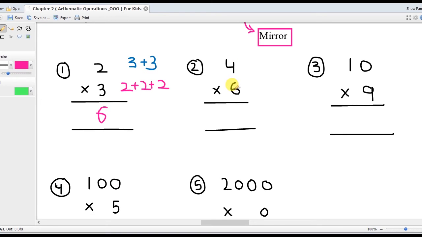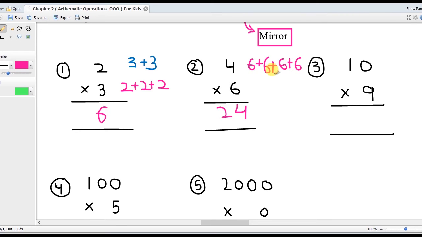Okay. Next, what is 4 times 6? So 4 times 6 is 24. Now let's try to solve this question using the same method. So we are going to write 4 how many times? 6 times. Or this 6 is a huge number, so let's do it the other way around. So we are going to write 6 four times. So 6 plus 6 plus 6 plus 6.